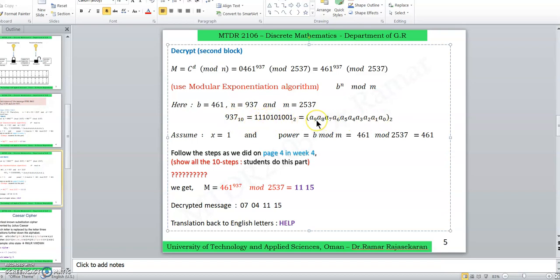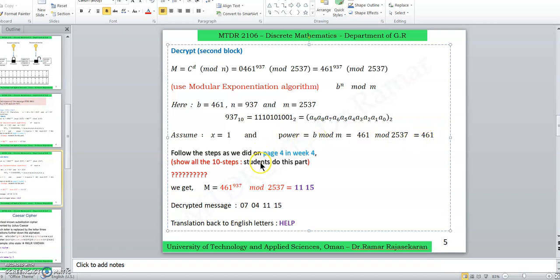A0 to a9, 10 numbers here. In binary you have 10 numbers, zeros and ones. You have to start from right hand side to left hand side. Then to apply the modular exponentiation algorithm, you have to assume what is x. Then you have to find the power. So what is the rule for power? B modulo m. So what is b here? That is a change: 461 modulo this m, 2537. So this is a small number. When you apply this modulo, you will get 461. That is your power.